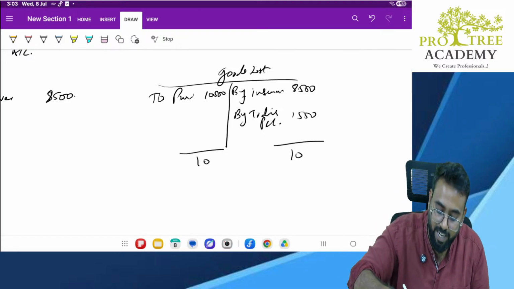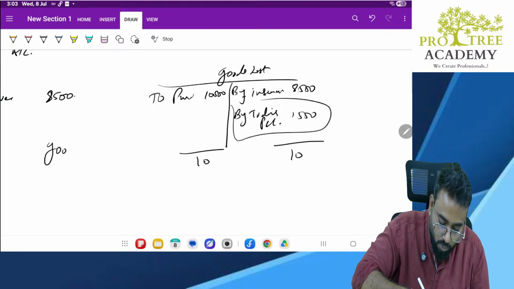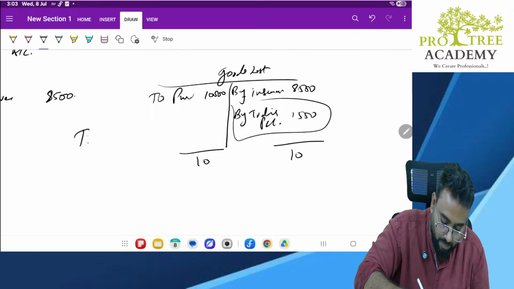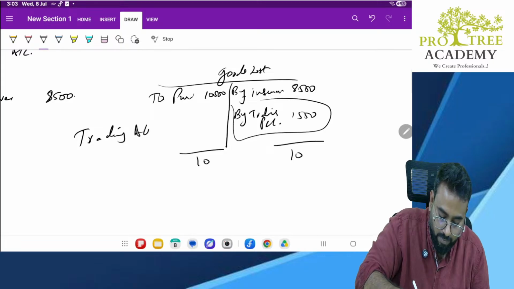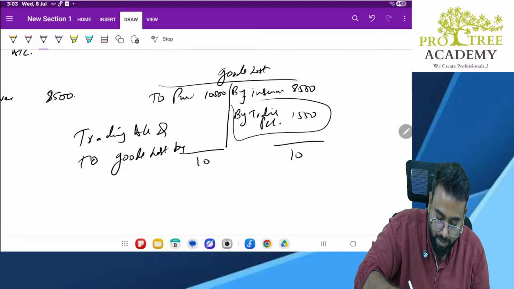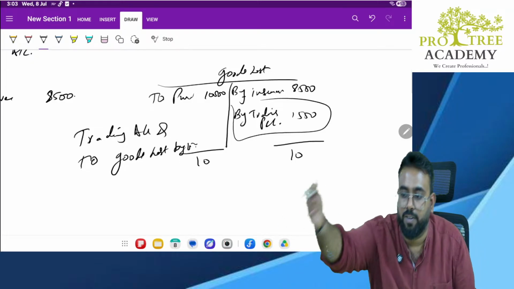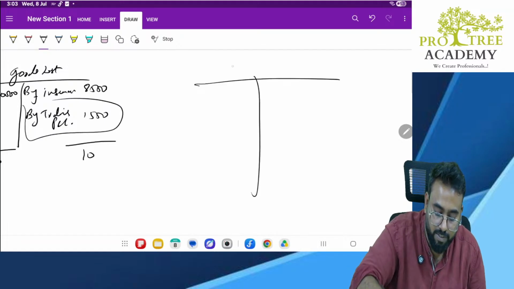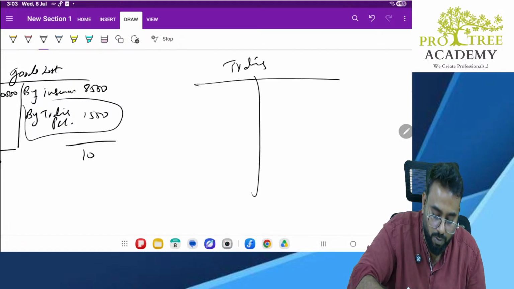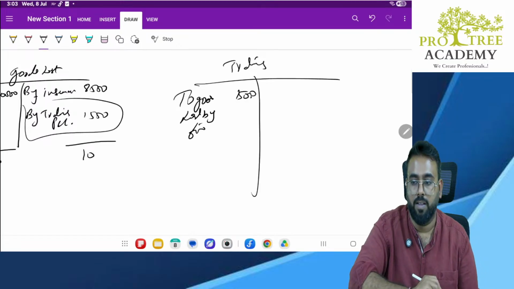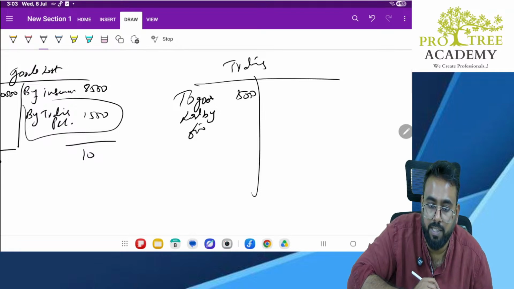So what is the closing entry ultimately? The closing entry is trading account debit to goods lost by fire. So this balance is being transferred to trading account. Now in trading account what will happen? To goods lost by fire. Am I clear? Everybody is understanding?